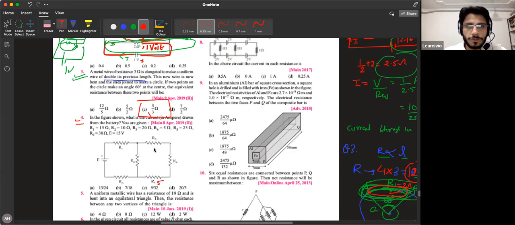No need, no Wheatstone. For Wheatstone, your cell should not be over this position. Cell should be in between these 2 points.